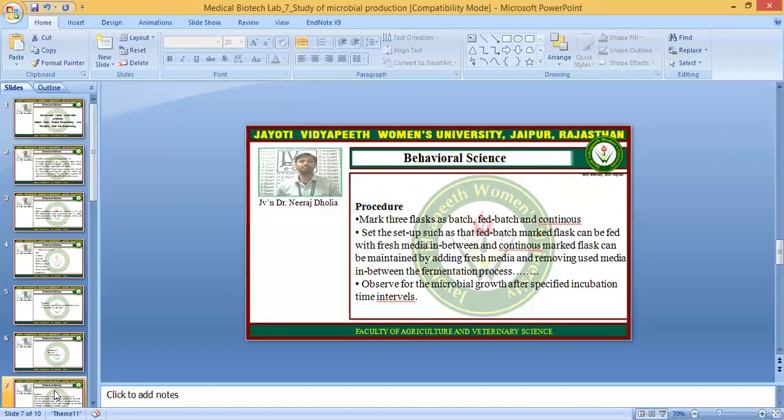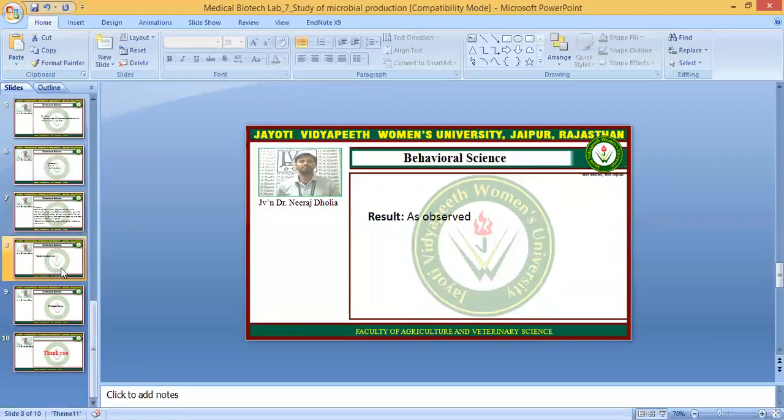So you adjust the things such that in the batch flask, you will harvest the product in the end when the fermentation process is terminated. In the fed batch culture, you can add fresh media in between, and in the continuous flask, you can add fresh media and remove used media in between the fermentation process. Observe for the microbial growth after specified incubation time intervals. So as observed, you will find the result.